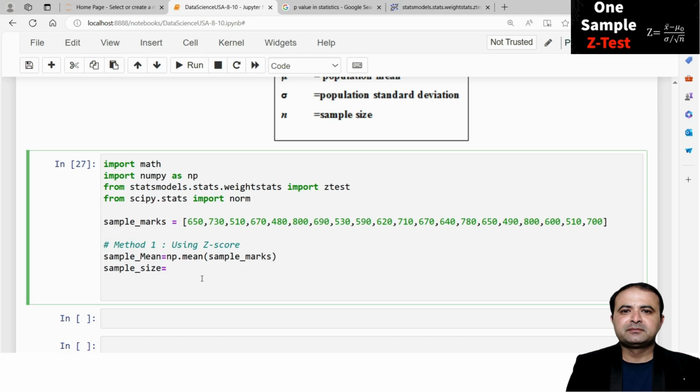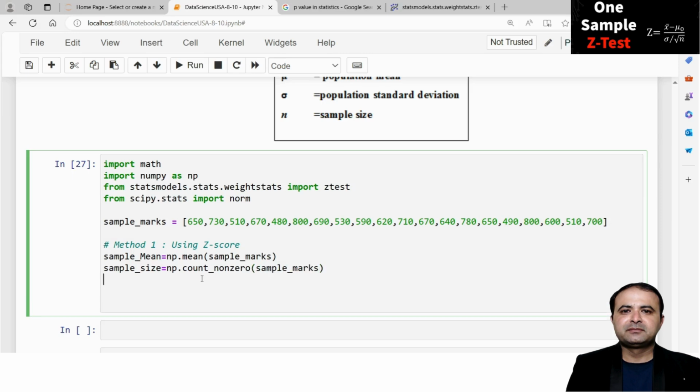Now I want to count the size, like np dot count. Count is a function to count values, and I want to count all the values, so I want to count the non-zero, that means actual values from the sample marks.